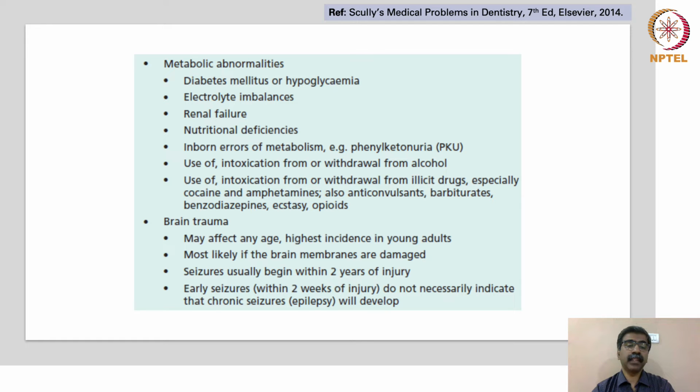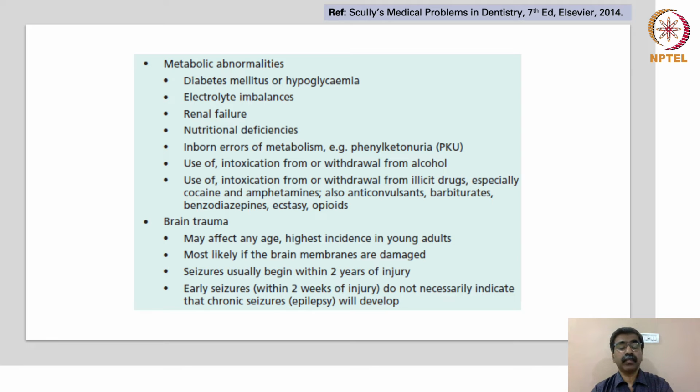The metabolic abnormalities include diabetes mellitus or hypoglycemia, electrolyte imbalances, renal failure, nutritional deficiencies, inborn errors of metabolism like phenylketonuria, intoxication from or withdrawal from alcohol, and intoxication or withdrawal from illicit drugs, especially cocaine and amphetamines, also anticonvulsants, barbiturates, benzodiazepines, ecstasy drugs, or opioids.